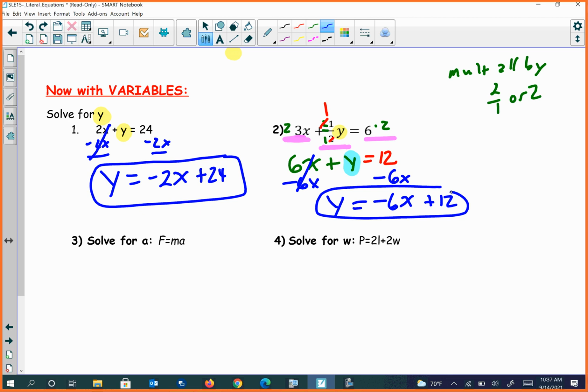Number 3. Obviously, we're not solving for y. There's no y in that problem, right? But it says solve for a. F equals ma. M and A are being multiplied together. Anytime you have 2 letters next to each other in math, or a number next to a letter, and there's nothing in between, it means they're being multiplied together. So M and A are being multiplied together.